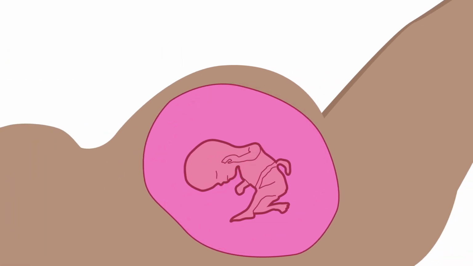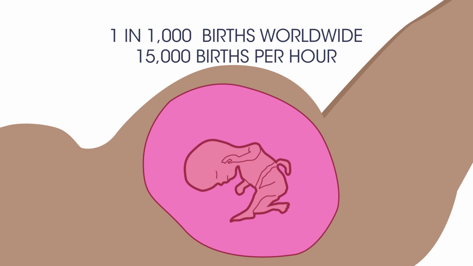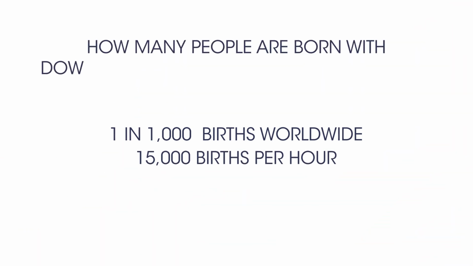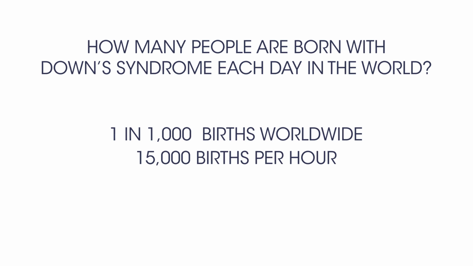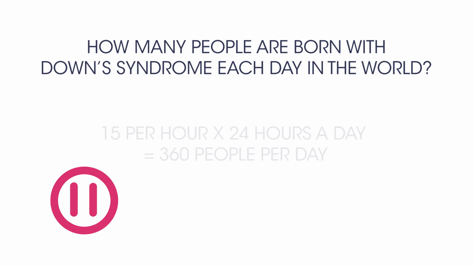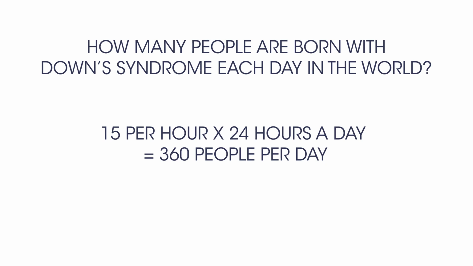The estimated incidence of Down syndrome is about 1 in 1,000 births worldwide. There are about 15,000 births per hour in the world. So how many people are born with Down syndrome each day in the world? Pause the video while you work it out. So now you know a little more about what Down syndrome is, what causes it, and just how common it is.